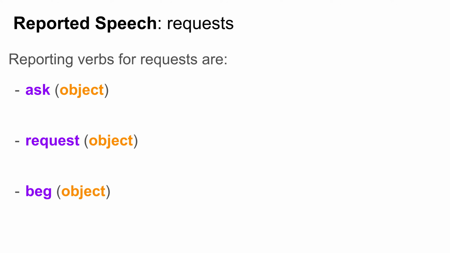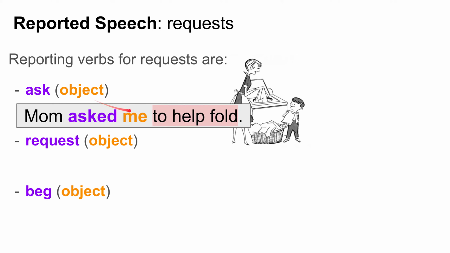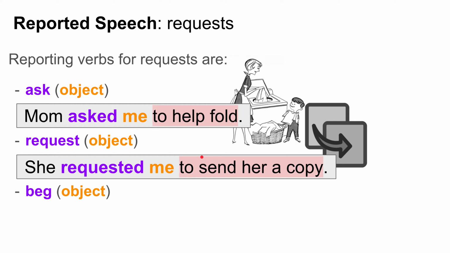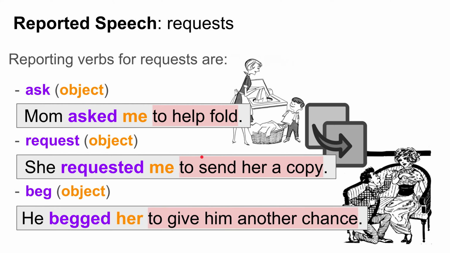Okay. Now, it's important to note that the reporting verbs for requests are various. We have ask, request, and beg, and they usually have indirect objects. You can drop them sometimes. So, for example, mom asked me to help her fold. She requested me to send her a copy. He begged her to give him another chance. Okay, so you can see right here: ask, request, beg. These are reporting verbs used for requests.